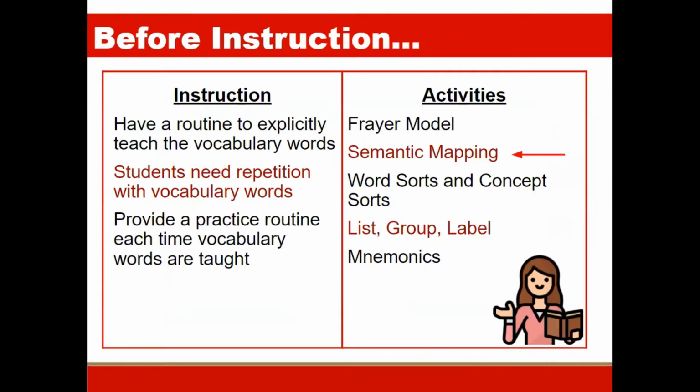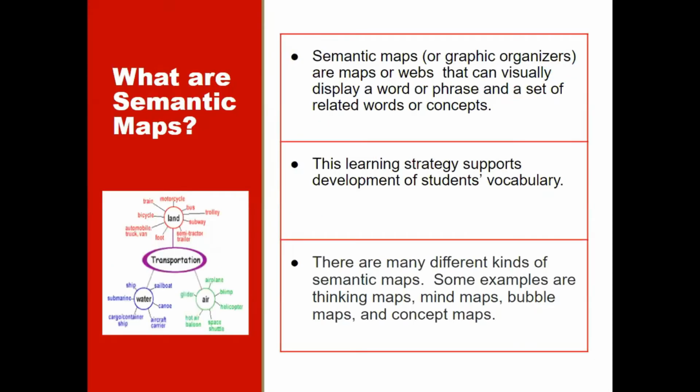Before strategies activate students' prior knowledge and set a purpose for reading. There are countless strategies that you can use to teach vocabulary. Some of the most effective strategies for students learning are the Frayer model, semantic maps, word and concept sorts, list, group, and label, and lastly, mnemonics. Today's snippet will focus entirely on the semantic mapping strategy to give you some idea of the benefits of incorporating this into your instructional practice.